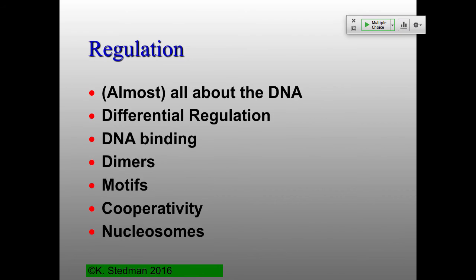Okay, so now switch gears, talk about regulation, although it's a really nice transition to go straight from what we just talked about, transcription, all the way through protein stability. Regulation is almost all about the DNA, and particularly the transcriptional process. And when I say almost all about the DNA, this is something that I added a couple of years ago, because RNA is clearly also very, very important for this process, and a lot of small RNAs as well.